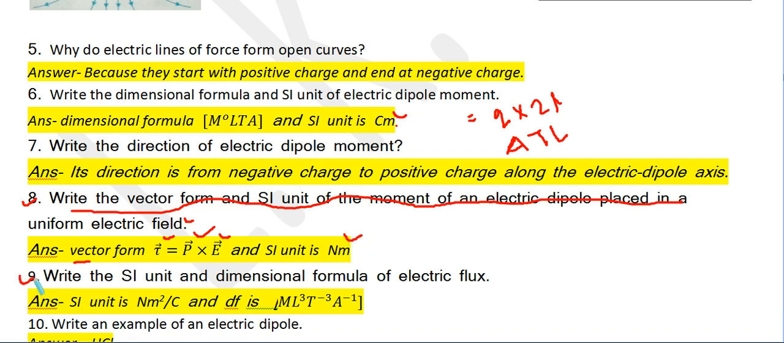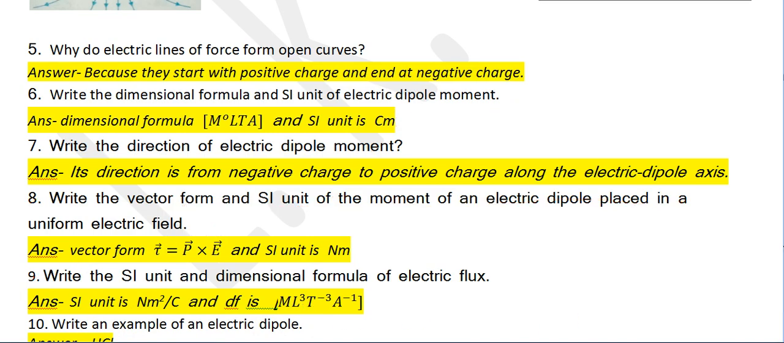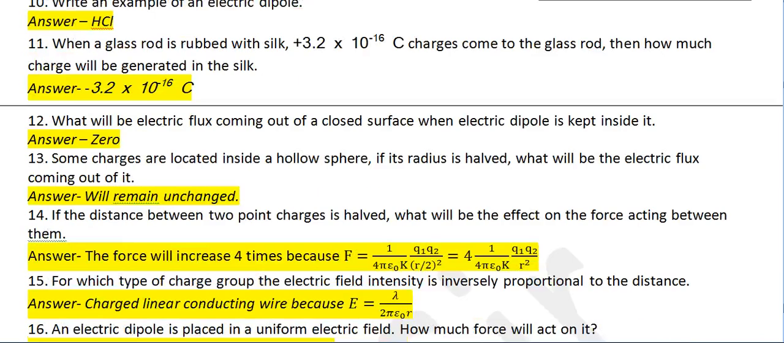Now question number 9. Write the SI unit and dimensional formula of electric flux. The SI unit of electric flux is newton meter square per coulomb and its dimensional formula is ML3 T minus 3 A minus 1. Next question, question number 10. Write an example of electric dipole. The example of electric dipole is HCl. You can write it as H plus and Cl minus separated by a small distance.